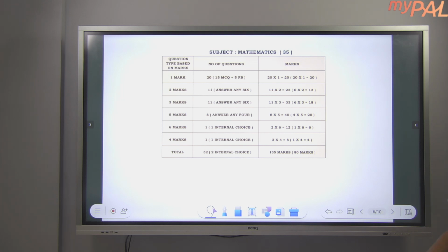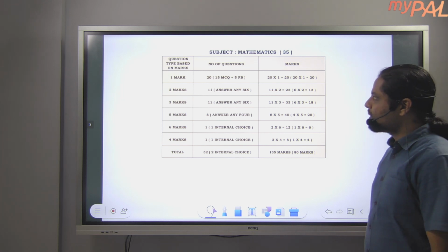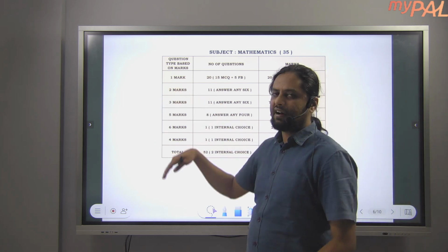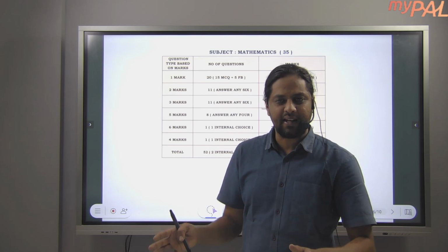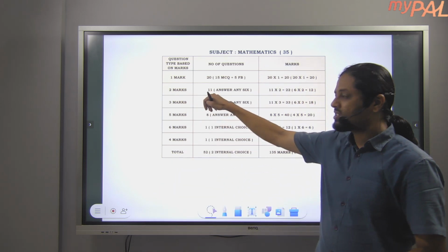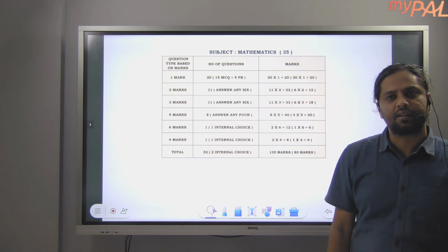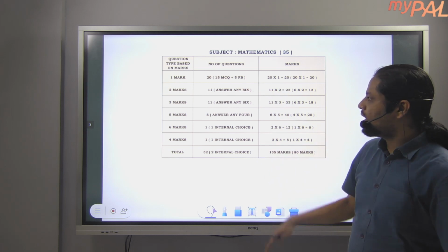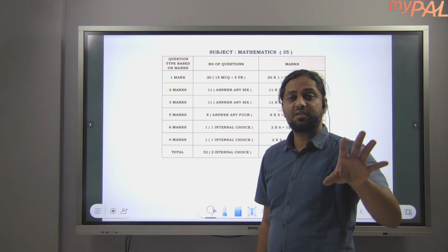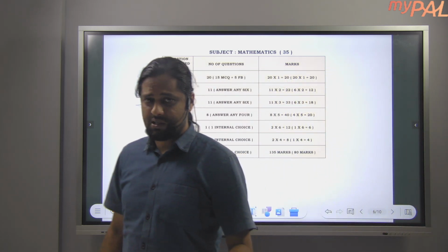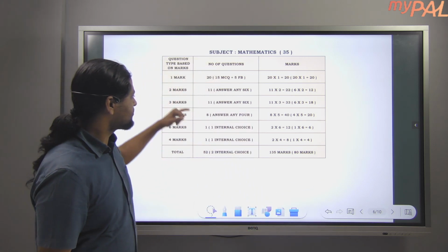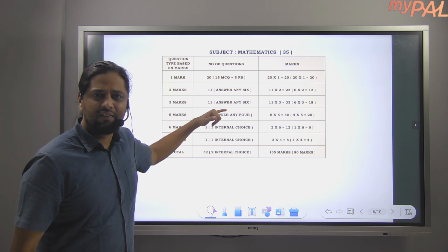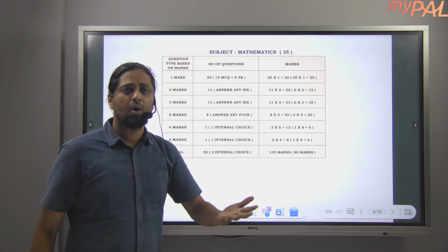Okay. So throughout the question paper we have 1 markers. We have 21 markers wherein you have 15 MCQs and 5 fill in the blanks. Going to the 2 markers, you have 11 questions altogether, out of which you're supposed to answer 6. So it's almost 50%, not exactly 50%. 3 markers, again you have 11 questions, you're supposed to answer only 6.